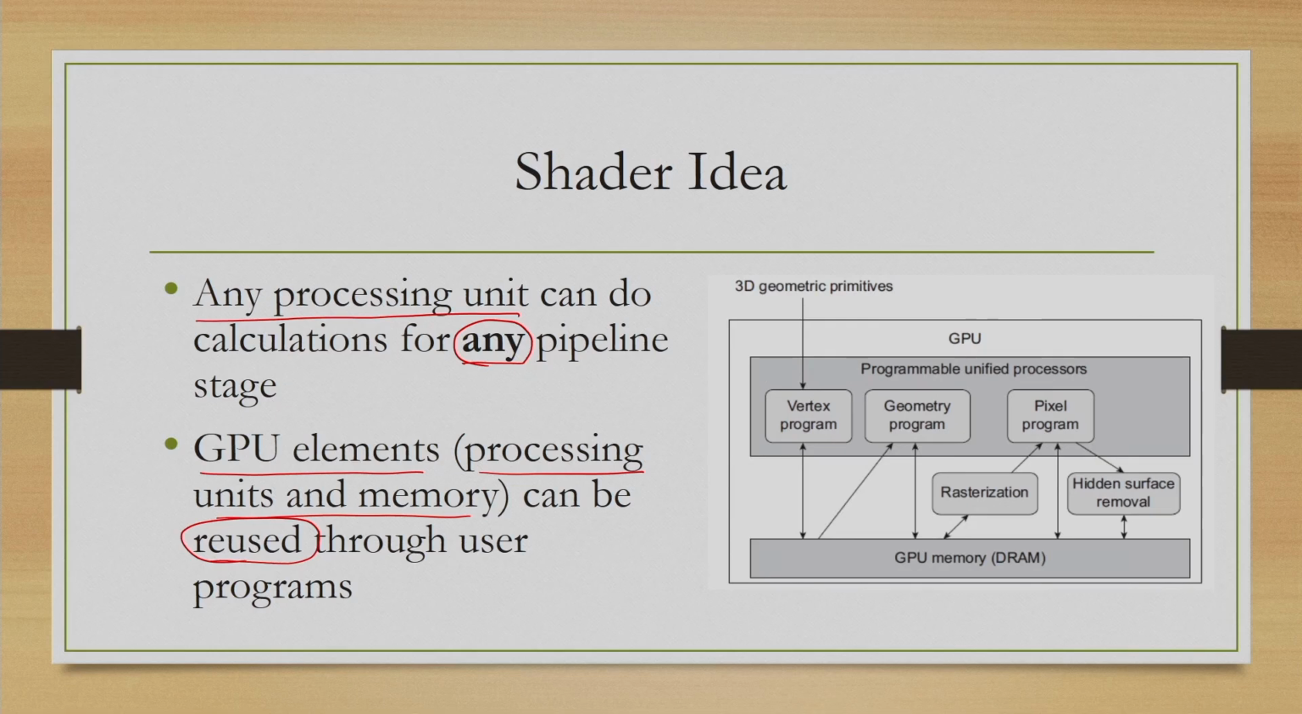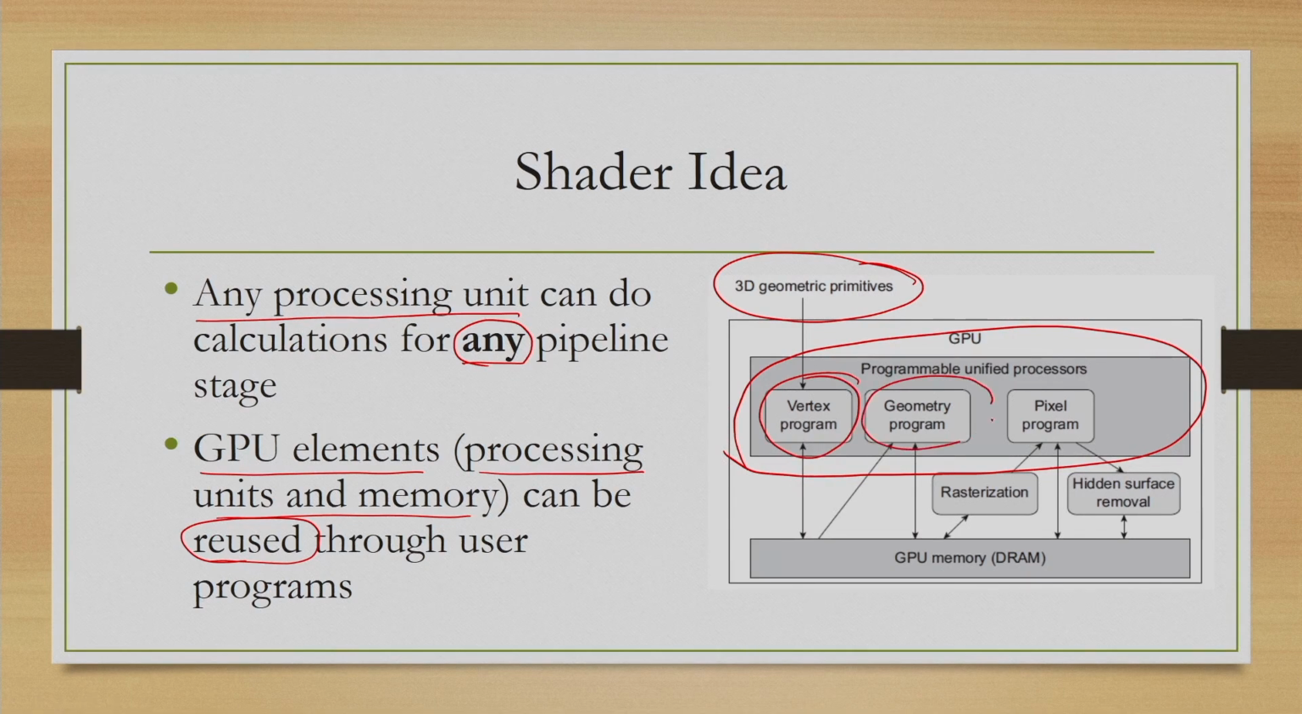The idea is shown here. As you can see, once the primitives are sent to the GPU, GPU has a common element. Now, a subset of these common elements are used for different purposes, as you can see here. Also, the memory is shared and reused.